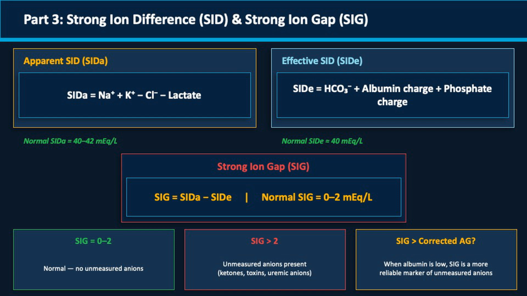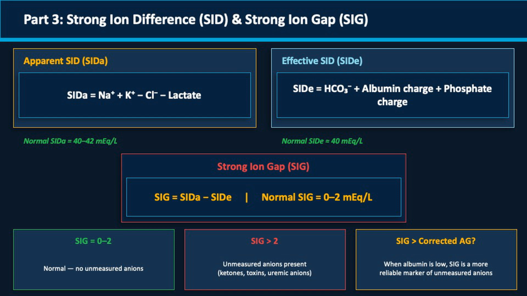They match. Now the strong ion gap, or SIG. SIG is equal to SIDA minus SIDE, and normal SIG is 0 to 2. When SIG goes above 2, there are hidden anions in the blood. Things you cannot measure on a basic panel like ketones, toxins, uric acid. This is like the anion gap, but smarter.